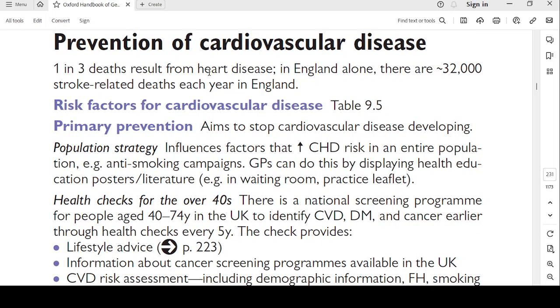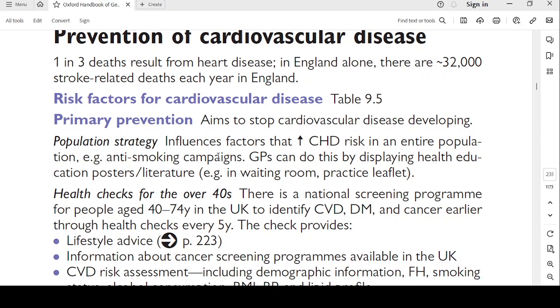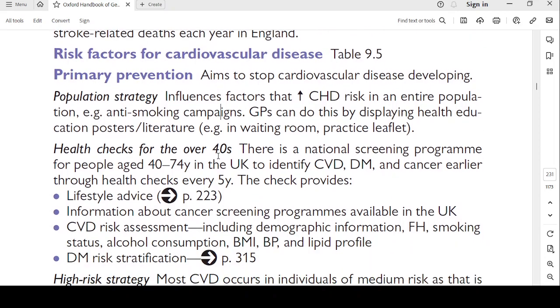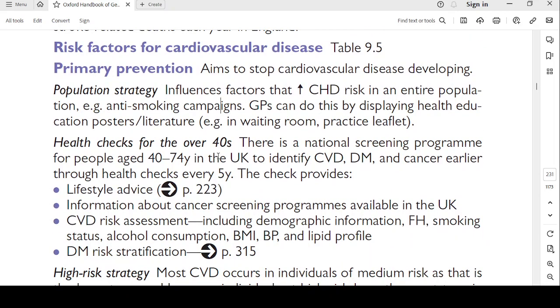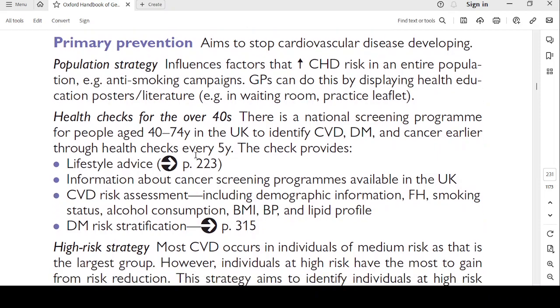Prevention of cardiovascular disease. 1 in 3 deaths result from heart disease. In England alone, there are nearly 32,000 stroke related deaths each year. Risk factors for cardiovascular disease are listed in table 9.5. We will check that. Primary prevention aims to stop cardiovascular disease developing.